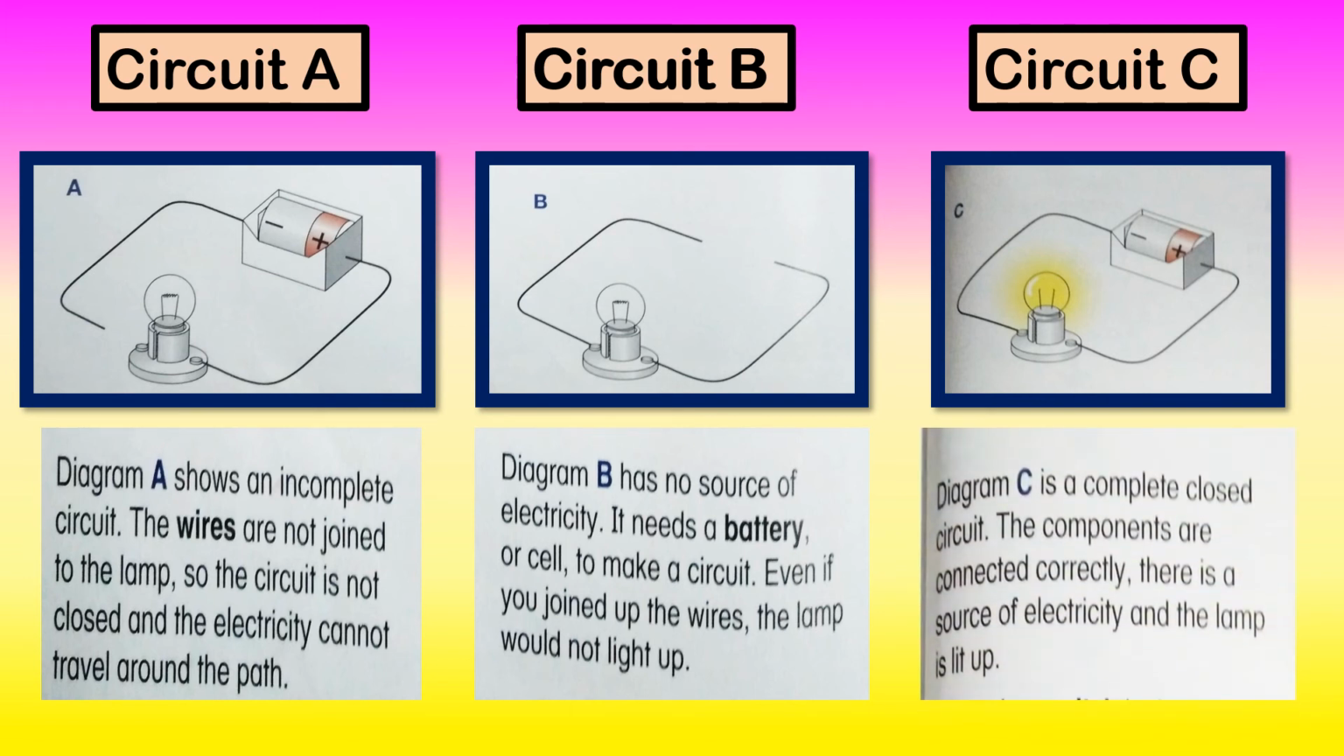For diagram C, it is a complete closed circuit. Because all the components are connected correctly, there is a source of electricity and the lamp is lit up. So circuit A and circuit B are incomplete circuits. For circuit C, this is a complete closed circuit.